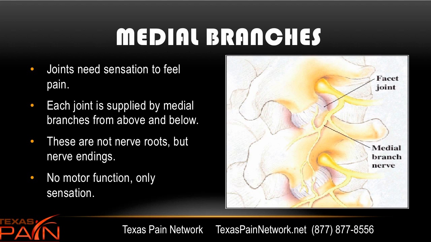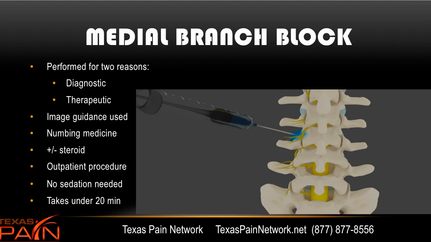And the facet joints receive their sensation from these nerves here called medial branches. Not the nerve root, that's what this is, but they're little branches that come off and supply the joint. There's one that goes down and there's one that comes up. So there's actually two sets of medial branches. These don't have any motor function, only sensory. So a medial branch block provides medication to block those medial branches.